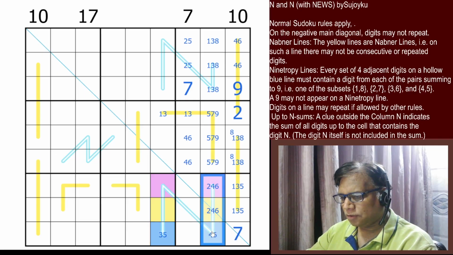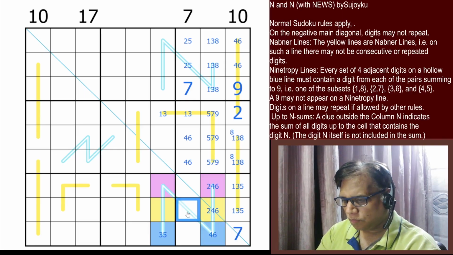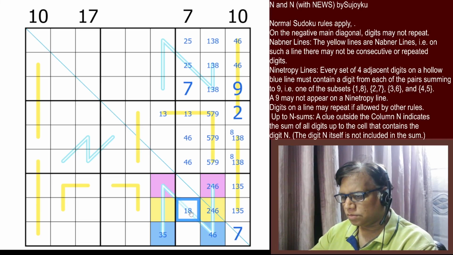And these are 3 different groups, right? 2, 4, 6, 2, 7, 4, 5, 3, 6. This cannot be from any of these groups. So this must be from one of the 1 or 8 groups. So this must be either 1 or 8.